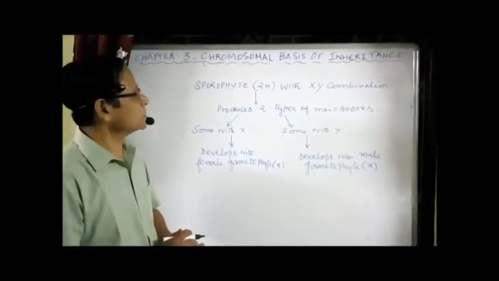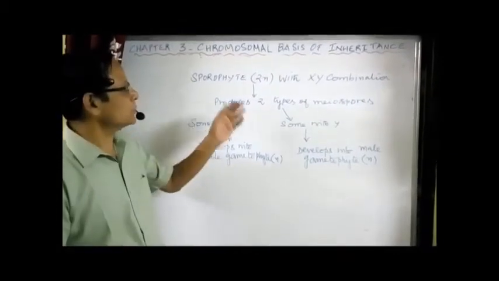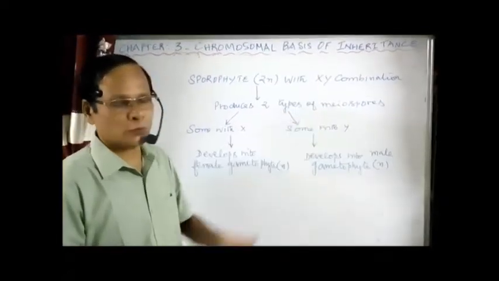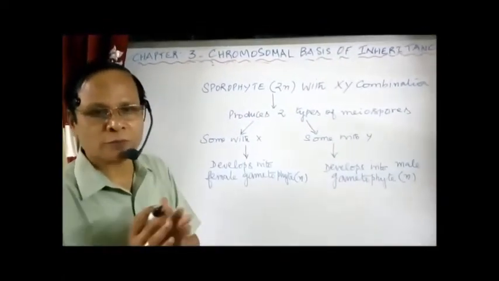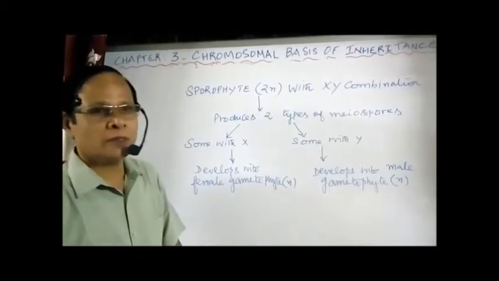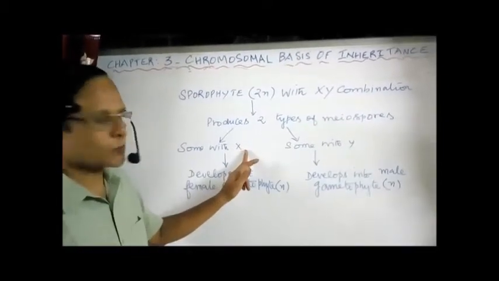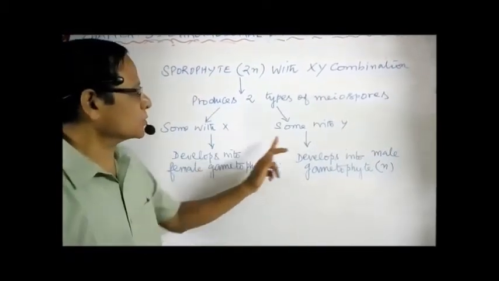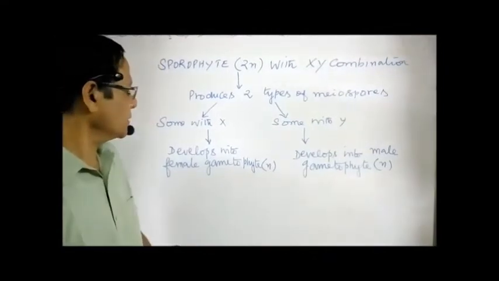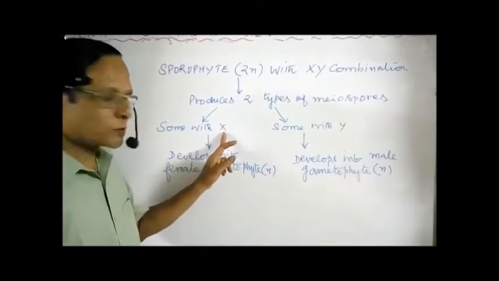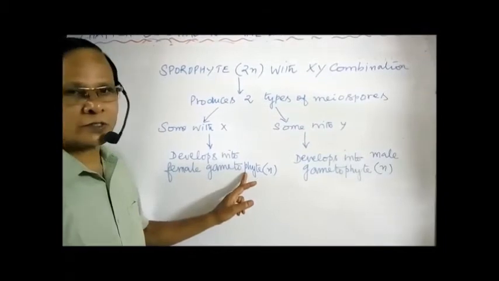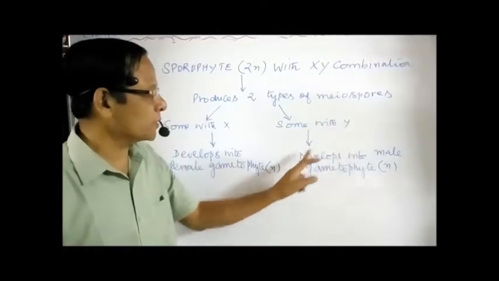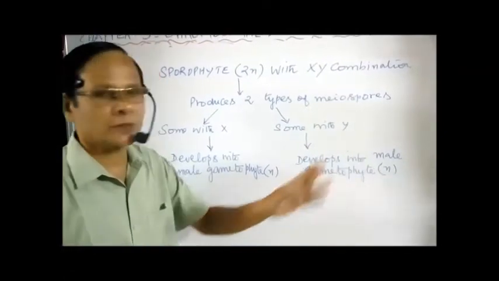Now the sporophyte is diploid in nature. A sporophyte with XY combination produces two types of meiospores. The spores produced because of meiosis are called meiospores. Some meiospores have the X chromosome and some have the Y chromosome. The meiospore with the X chromosome develops into a female gametophyte, which is haploid. Similarly, the meiospore with the Y chromosome develops into a male gametophyte with n number of chromosomes.